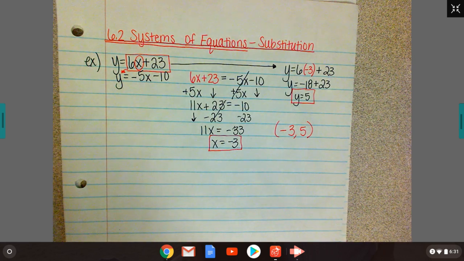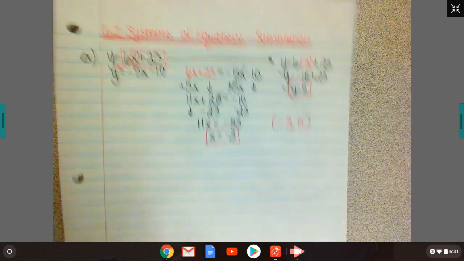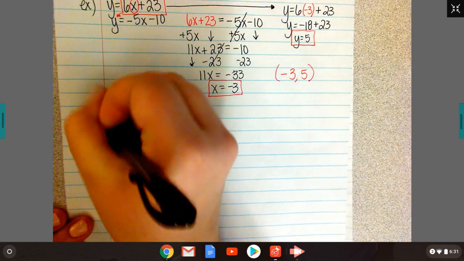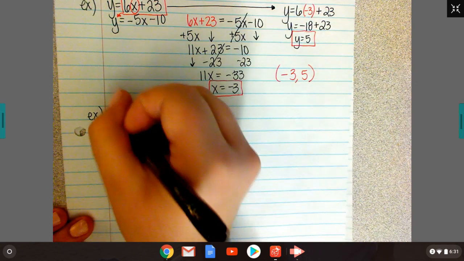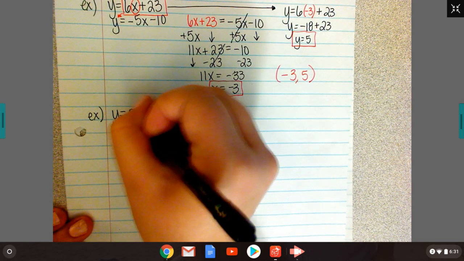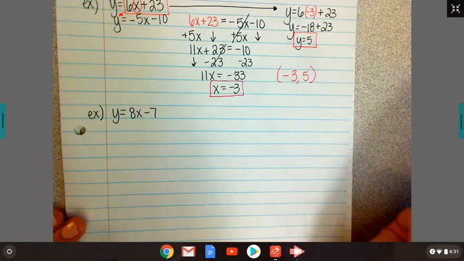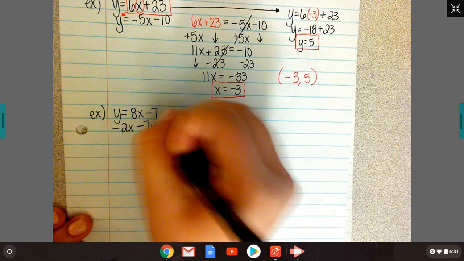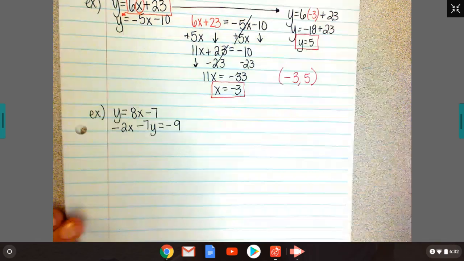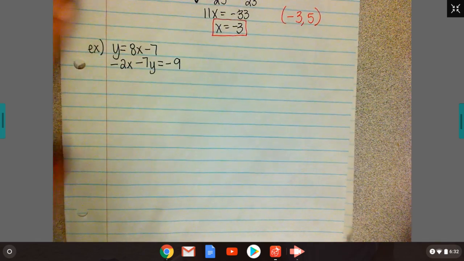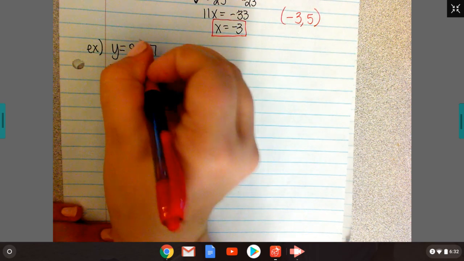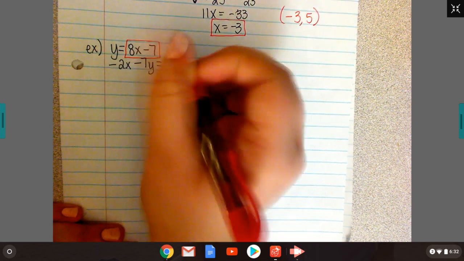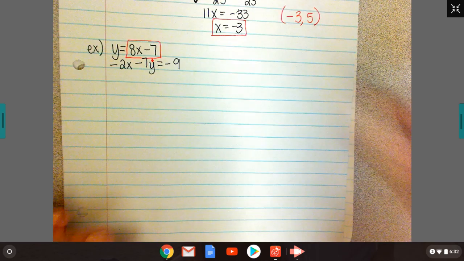All right, so that's the first type, when they're both solved for y. Let's get another one. What if one of them is solved for y, like this one, y equals 8x minus 7, and the other one is not? Negative 2x minus 7y equals negative 9. So I can't set these equal to each other, but since this one's already solved for y, I can go ahead and put it into that y spot.